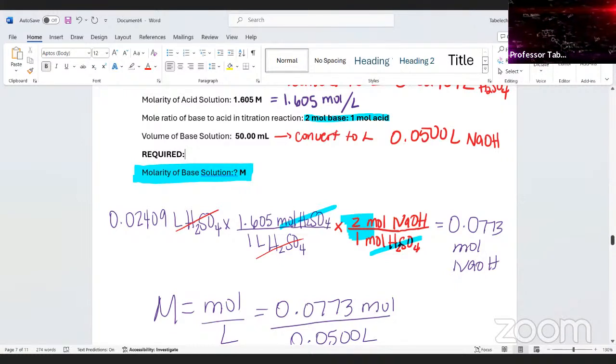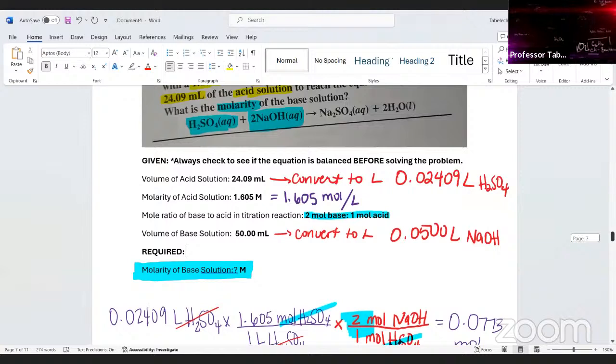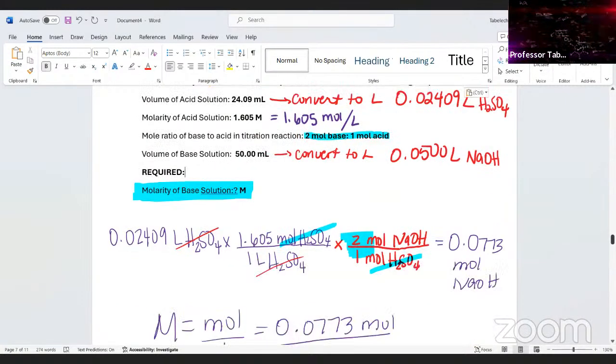And now in this blue step, notice that I highlighted that in blue, 2 to 1. I use my coefficients to get the mole to mole ratio. So right here in your balanced equation, I've got 2 moles of sodium hydroxide to 1 mole of H2SO4. So that's where this blue step comes from. That's why I highlighted it. Again, I'm going to cancel out my moles of H2SO4 because I don't need that anymore.